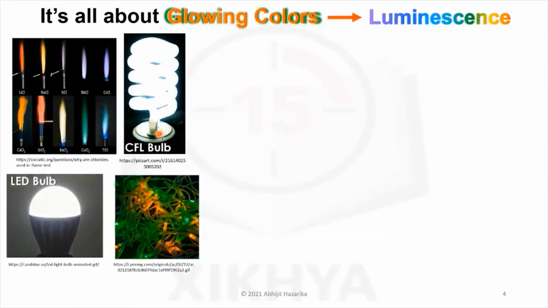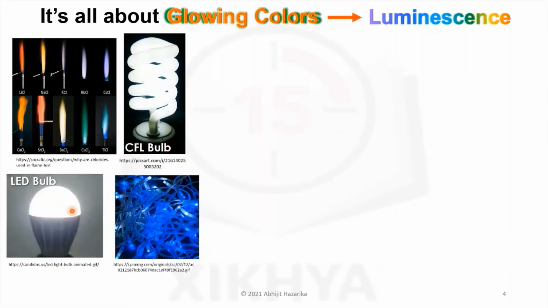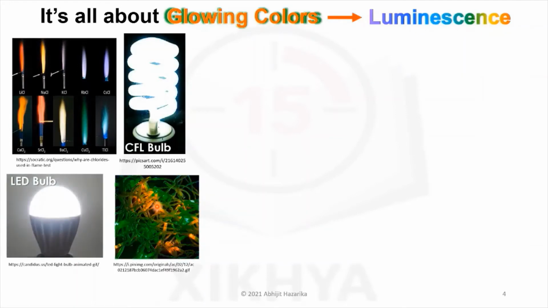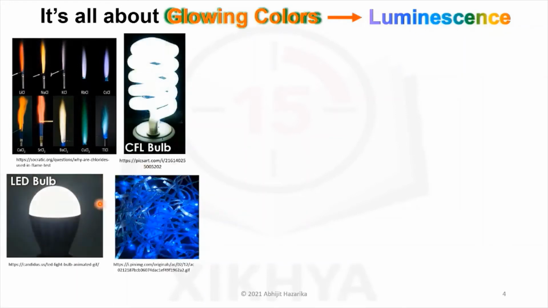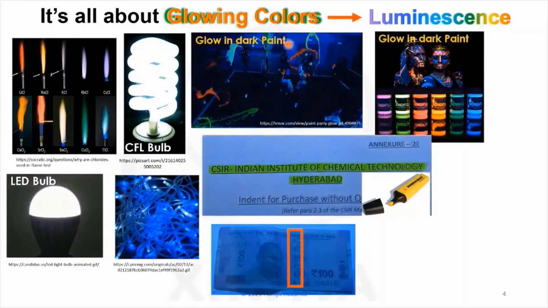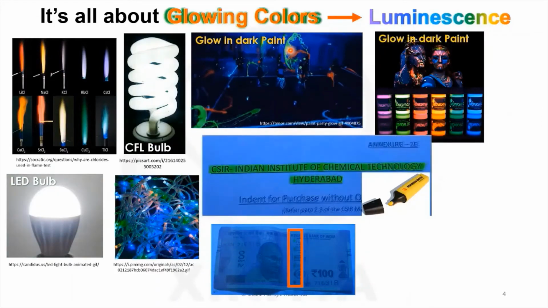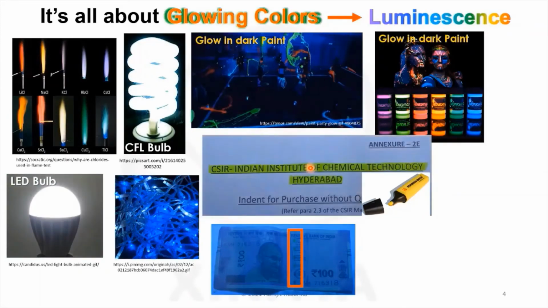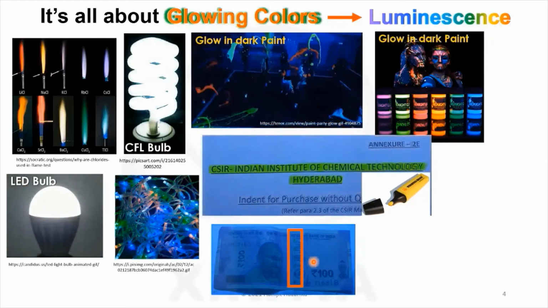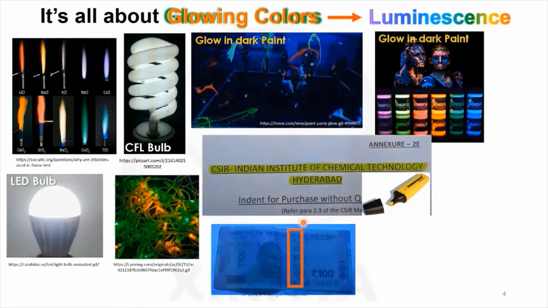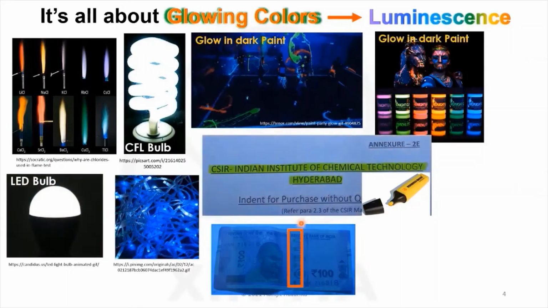And we all use these CFL bulbs or LED bulbs or these small different colored LED lights for decoration purposes, right? So this is another kind of luminescence. And here is another example of a different type of luminescent material, which is known as glow in the dark paint. So you can see these paints in different parties or in our common highlighter pen or our currency notes like 100 rupees or 50 rupees notes. So if you put this under a UV lamp, you can see the color glow.